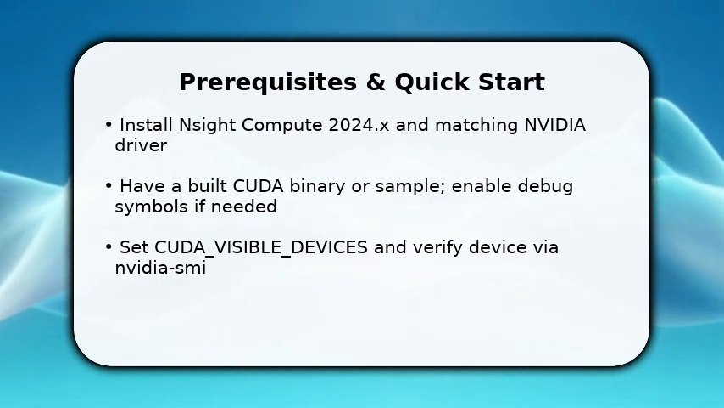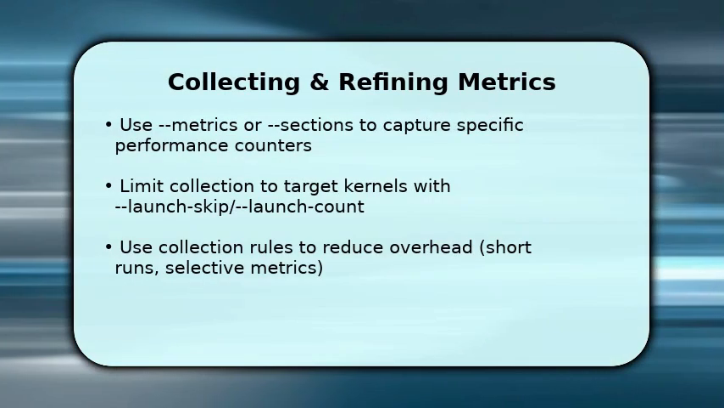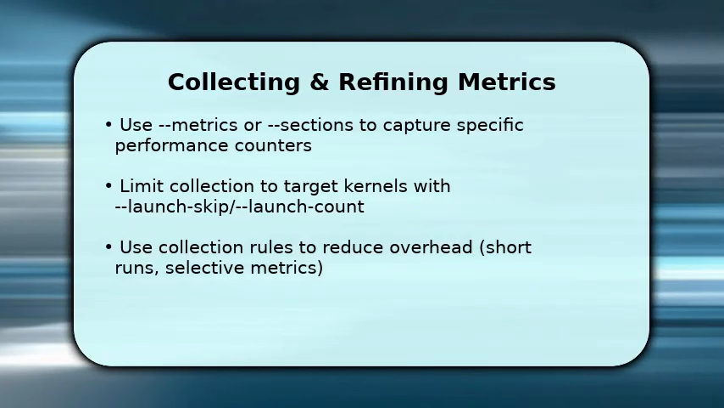You now refine data collection. Choose metrics or sections tailored to your bottleneck, memory, compute, or occupancy, and invoke Nsight Compute with metrics or select sections in the GUI. Once you've identified hot kernels, use launch skip and launch count to focus on a single kernel invocation and apply collection rules to lower overhead.